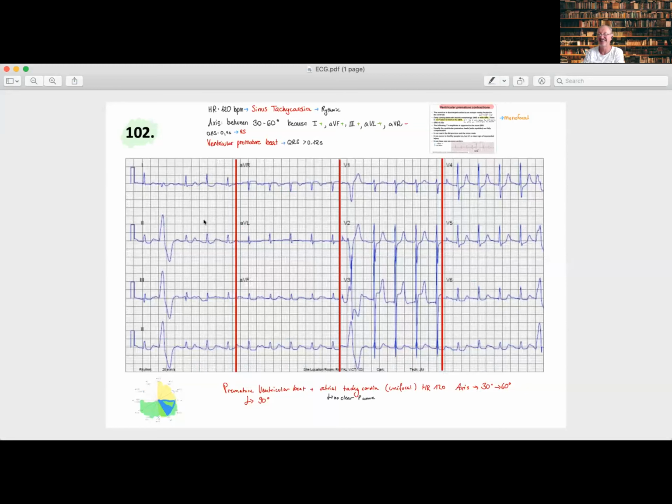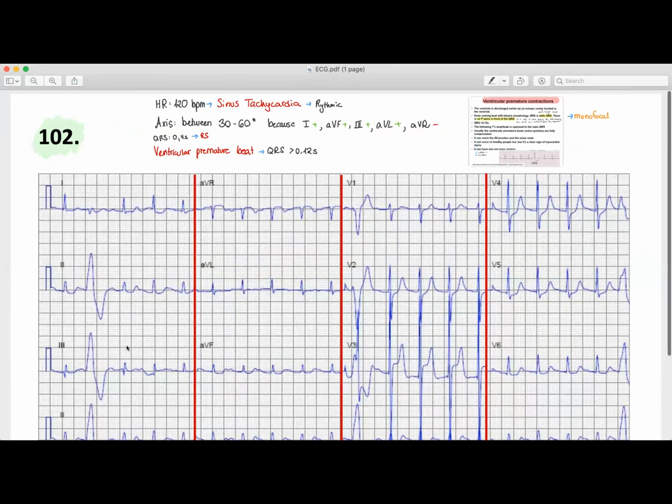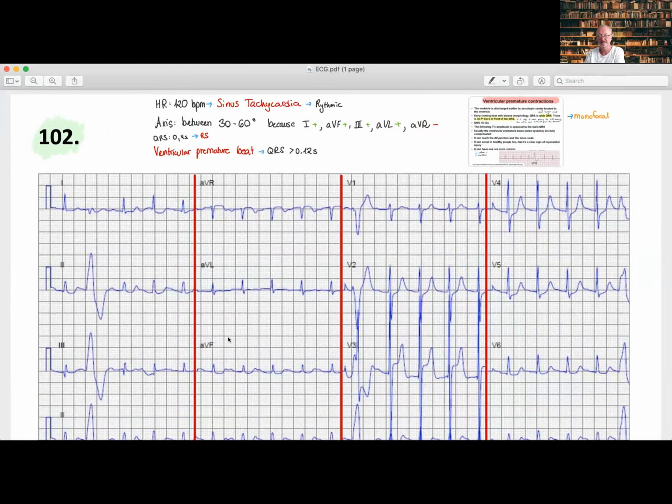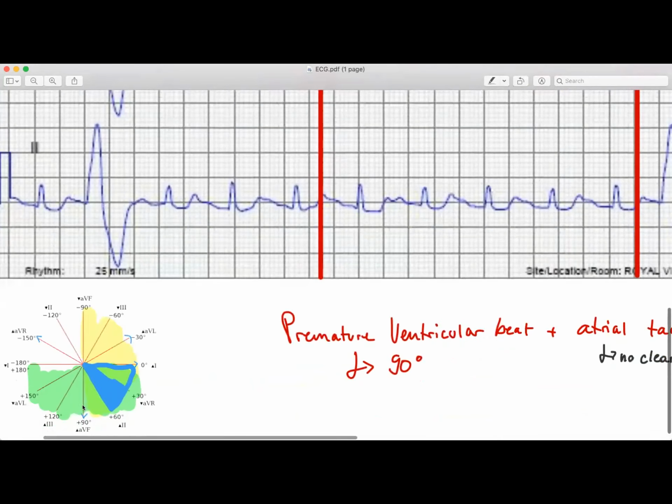So, first I'll start with the fact that it's rhythmic. And the heart rate is 120 beats per minute. Then the axis is between 30 and 60 degrees. I had a bit of drawing there. In a second, I'll pull it up also on my iPad.